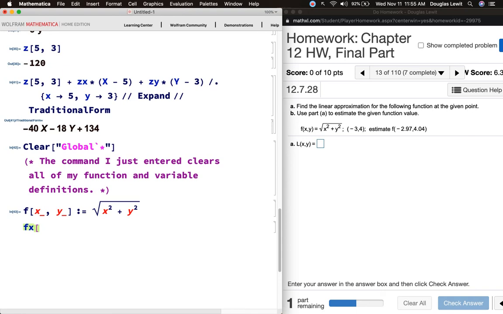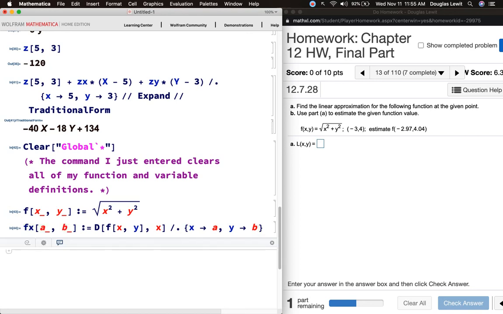Partial derivative of f with respect to x. So that's the derivative of f of x and y with respect to x. A takes the place of x, and B takes the place of y. Shift enter. So this right over here is the partial derivative of f with respect to x. Let's do the same thing to find the partial derivative of f with respect to y.